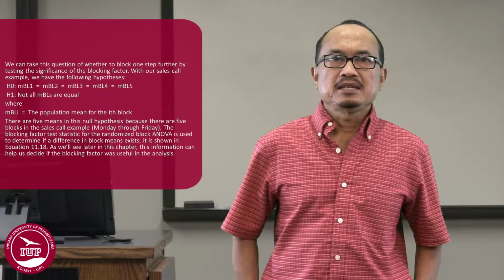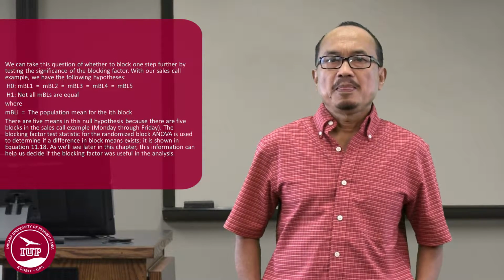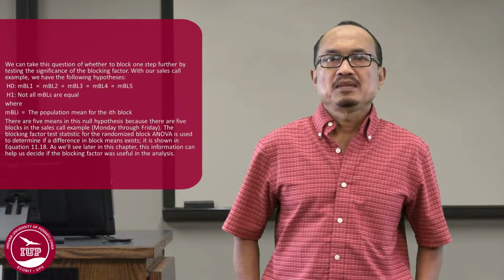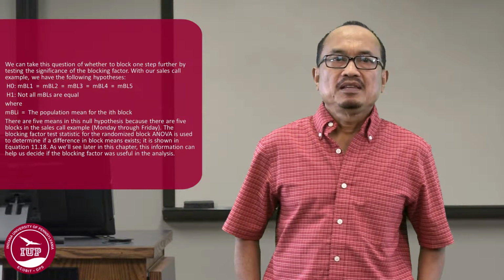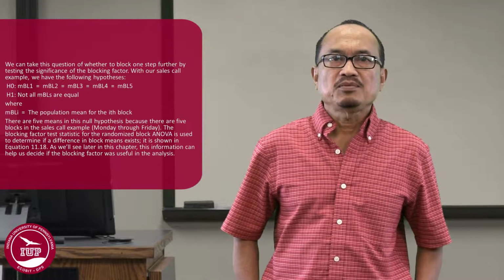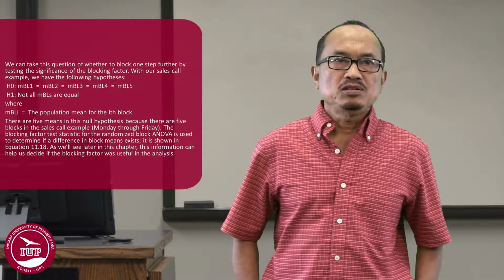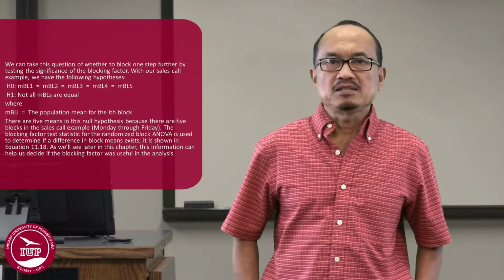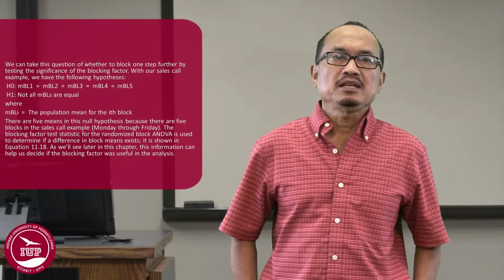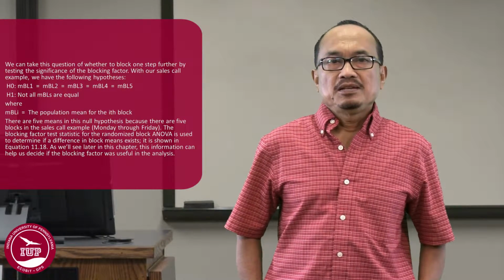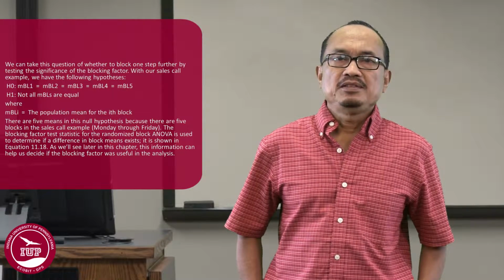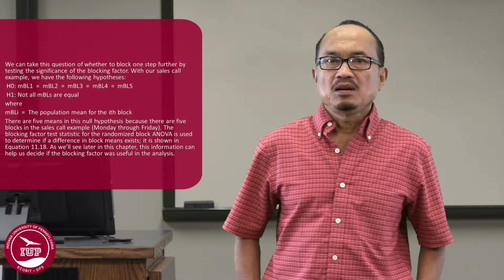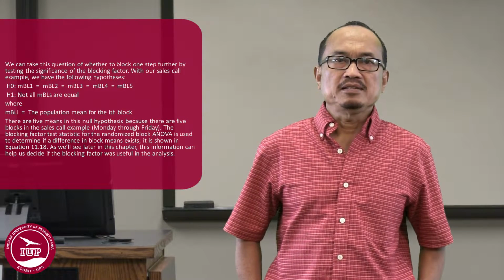There are 5 means in this null hypothesis because there are 5 blocks in the sales call example, Monday to Friday. The blocking factor test statistic for the randomized block ANOVA is used to determine if a difference in block means exists. It is shown in equation 11.18. As we'll see later in this chapter, this information can help us decide if the blocking factor was useful in the analysis.